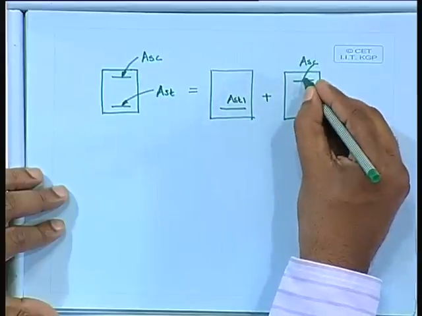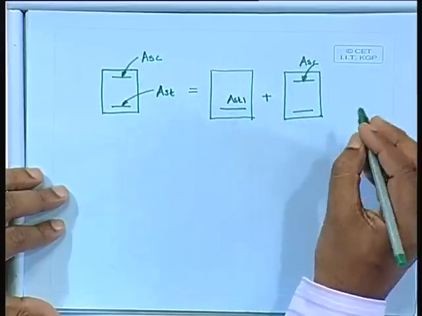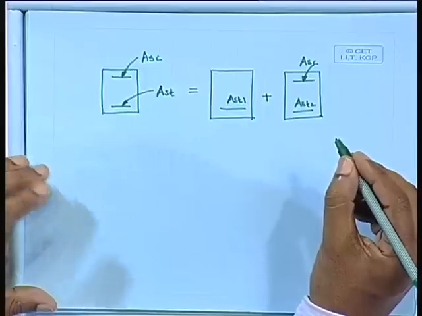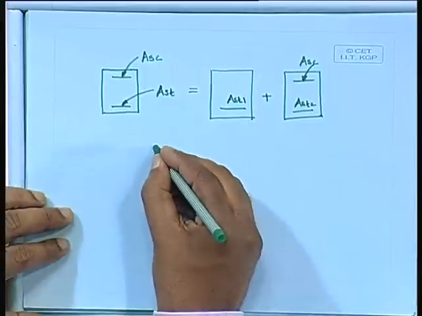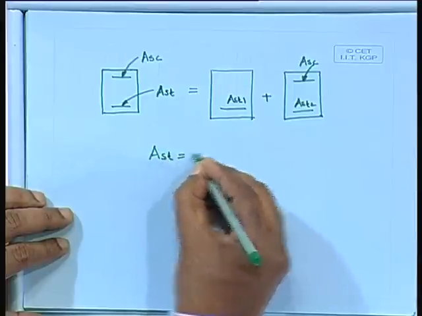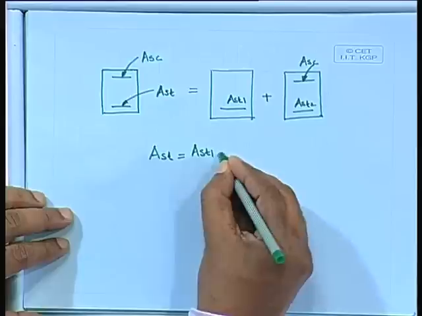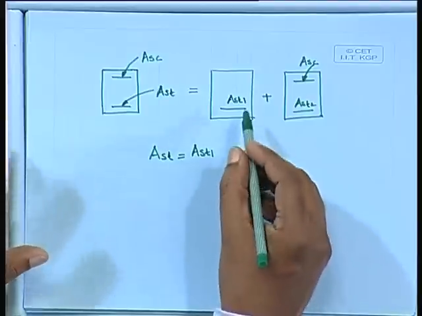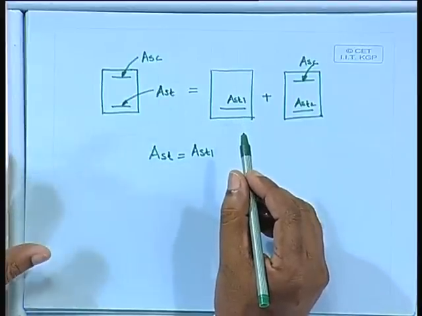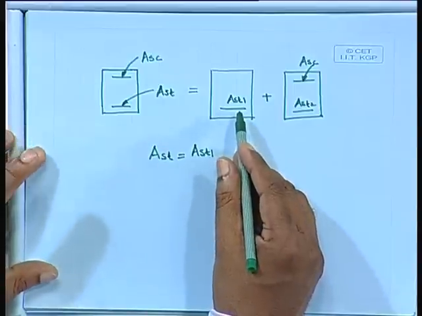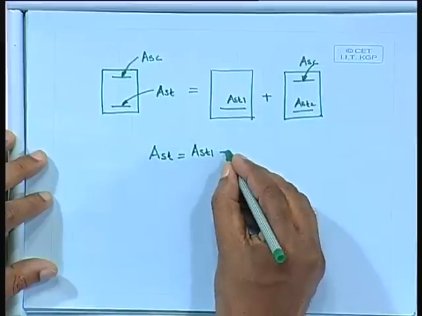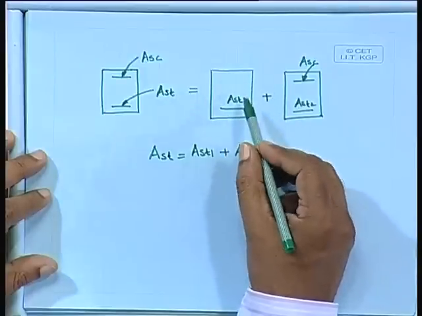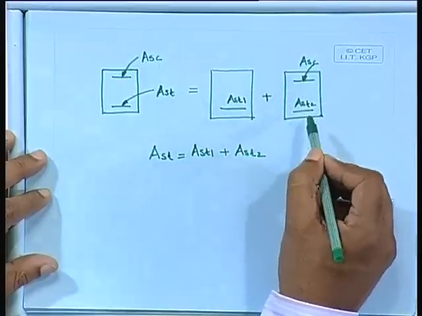ASC, area of steel in the compression side, and AST2, area of steel in the tension side. So, area of steel in the tension side has two parts: AST equal to AST1, considering singly reinforced section. We are considering here a balanced section. Due to the balanced section, whatever steel we require, that is AST1 plus AST2, individually this portion will be in equilibrium, as well as this one.